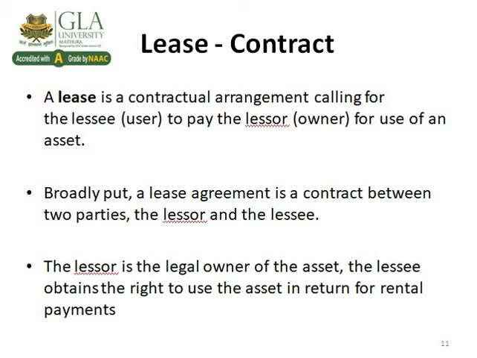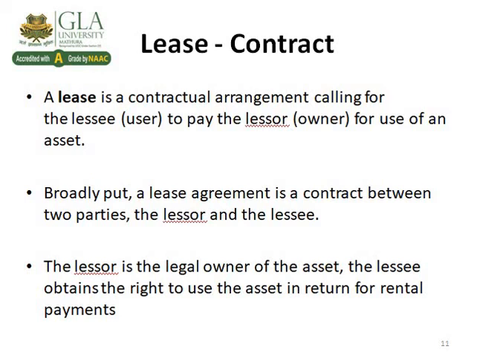Generally it is used for property or immovable assets, when it is handed over to someone else for use for a fixed period of time. The owner is known as the lessor, and the other party to whom it has been granted is known as the lessee. Broadly put, a lease agreement is a contract between two parties, the lessor and the lessee. The lessor is the legal owner of the asset, for example a property or building. The lessee obtains the right to use the asset in return for a rental payment, known as rent.